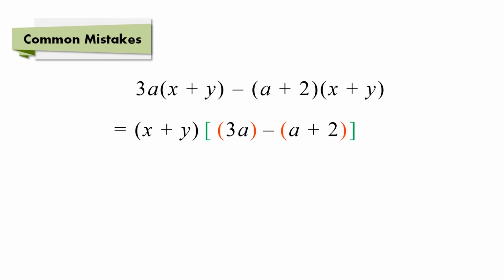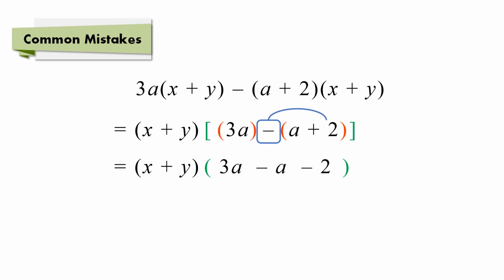Now, we have to remove the brackets. This is the step which is easy to make mistakes. We first write down x plus y. Next, we change the square brackets to round brackets. And we write 3a directly. For this bracket, the negative sign means negative 1. So we have negative 1 times a, which is negative a. Negative 1 times 2, which is negative 2.